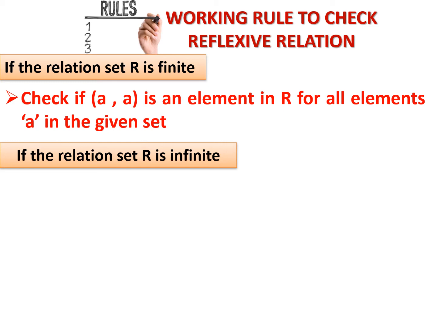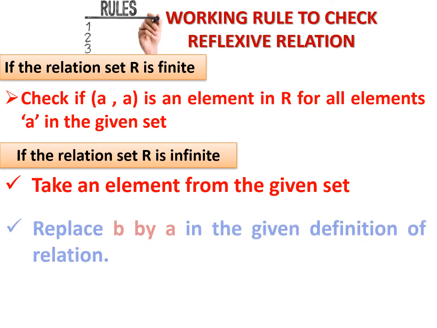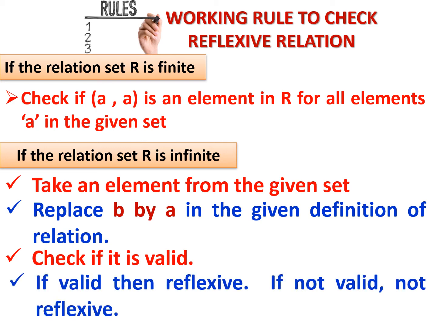Suppose it is an infinite set, you cannot check all the elements, so we go by this rule. Take an element from the given set, replace A by A and B by A in the given definition. Definition will always be A comma B. In that, you just replace B by A and check whether the definition is valid. Sometimes it may not be valid based on the given condition. If it is valid, then reflexive. If it is not valid, not reflexive. Okay, let us take examples now.